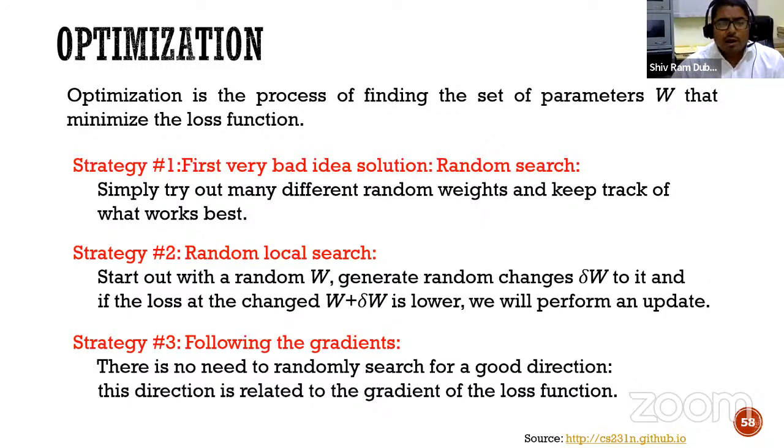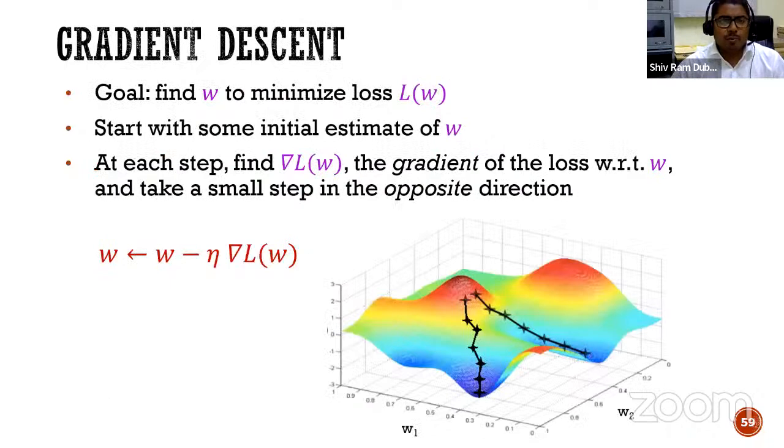How can we follow the gradient? In the gradient descent optimization technique, suppose we have any parameter W. Then the parameter W will be updated as W minus the learning rate multiplied with the gradient of the loss function with respect to that parameter W. What is the meaning of this? This is basically updating W in the opposite direction of the gradient. Why in the opposite direction of the gradient?